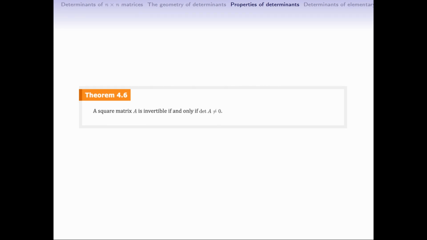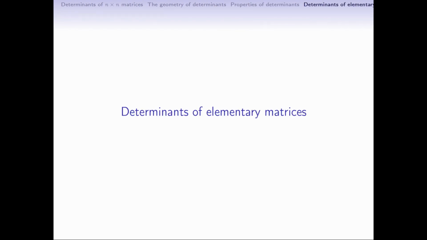Now back in section 4.1, we saw how useful this result was to help us find the eigenvalues of a 2x2 matrix. What Theorem 4.6 is going to allow us to do is calculate eigenvalues for square matrices in general. One of our next big theoretical results about the determinant is that the determinant of a product of matrices is the product of the determinants. And in order to understand how that comes about, we're going to have to delve into the determinants of elementary matrices.